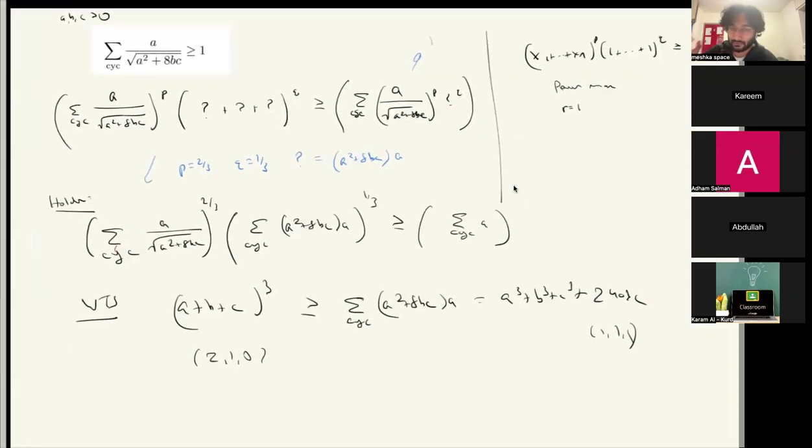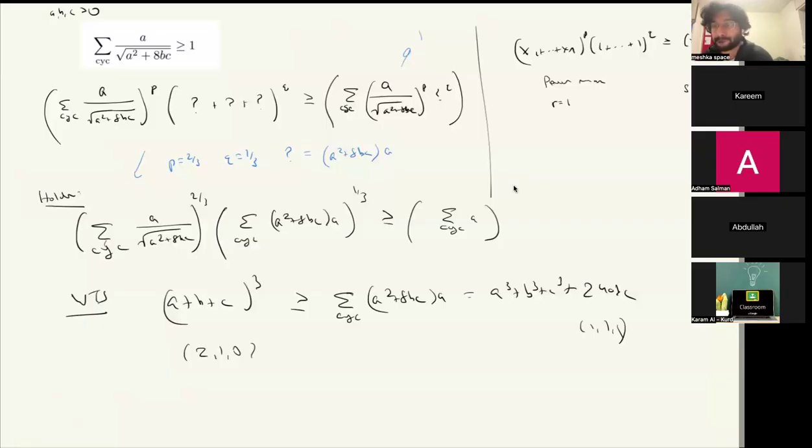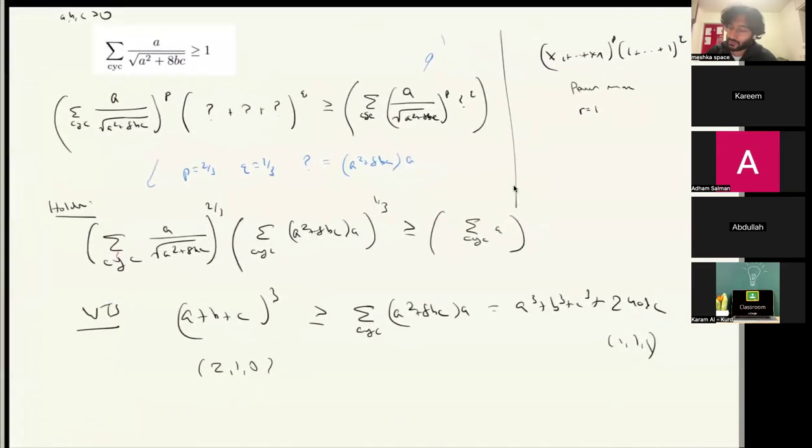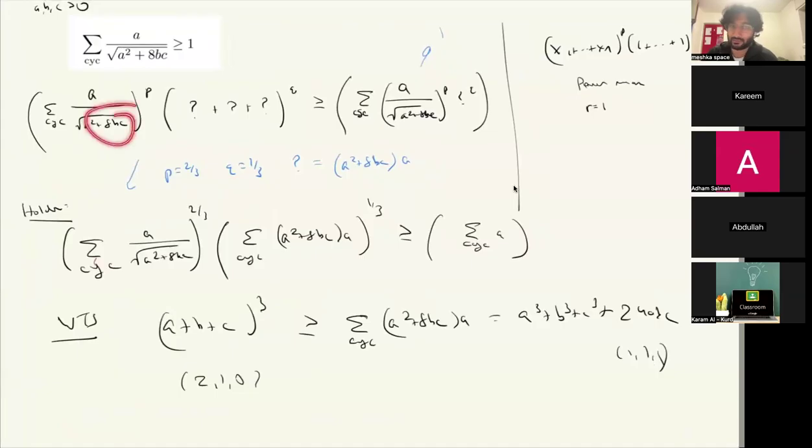Do you guys follow the solution? Yeah, but what was our initial idea to simplify the expression? Okay, so the idea was I wanted to get rid of the square root, right? Yeah. So I have to make this one of the terms in Holder. So I put that here. But then the question is, what do I put here and here?